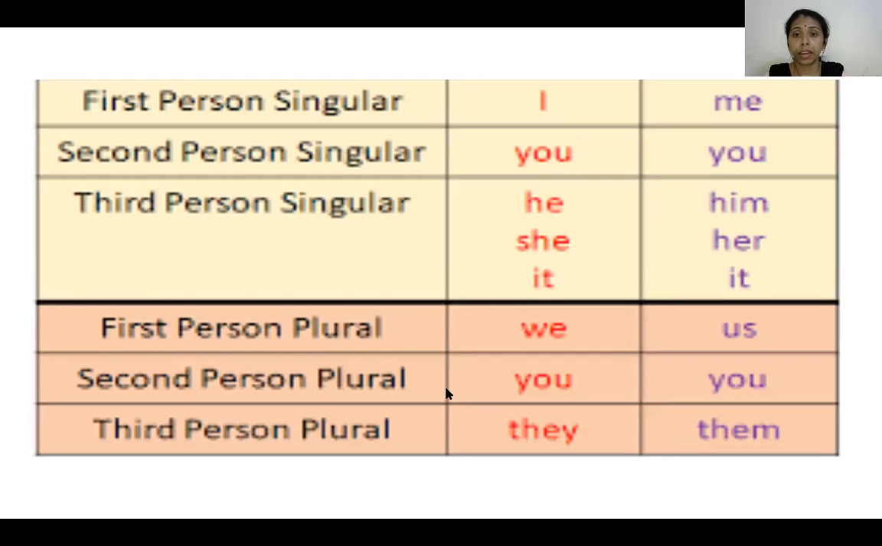My dear children, in your grammar root book, page number 57, there are some other pronouns also mentioned. So all of you will learn those pronouns according to person and number-wise.